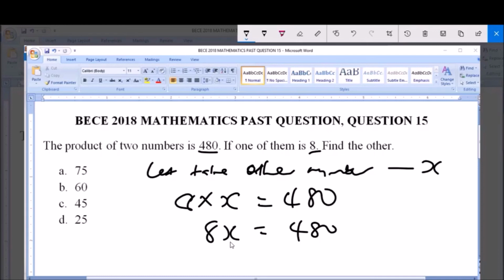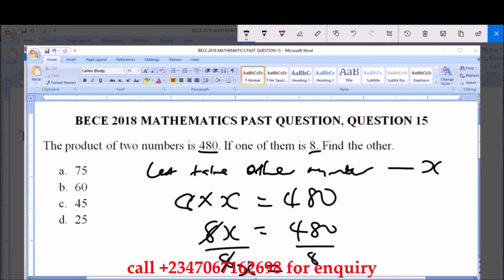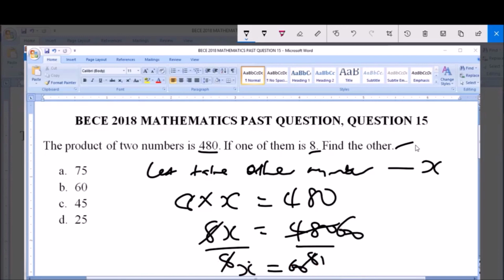So therefore we cancel 8, we have x is equal to, now 8 here is 1, and 8 times 60 is equal to 480. So x is equal to 60. So therefore the other number is equal to 60. From our options, A says 75, which is wrong. B says 60, which is correct. C says 45, which is wrong, and D says 25, which is wrong. So our final answer is B, 60.